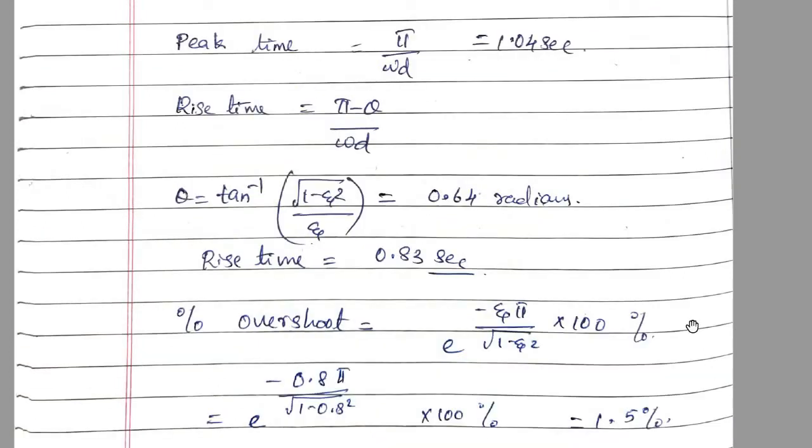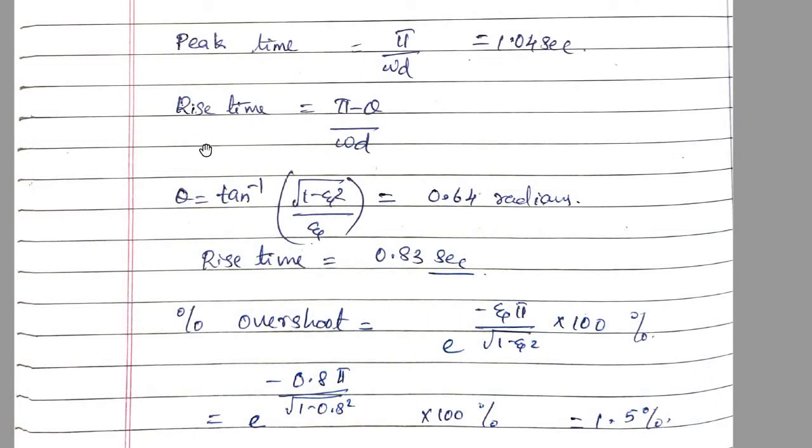Now, we have to find the peak time. The expression for peak time is pi by omega d. Here we know the value of omega d, and we know the value of pi as 3.14. So, substituting pi as 3.14 and omega d as 3, we will get peak time as 1.08 seconds.